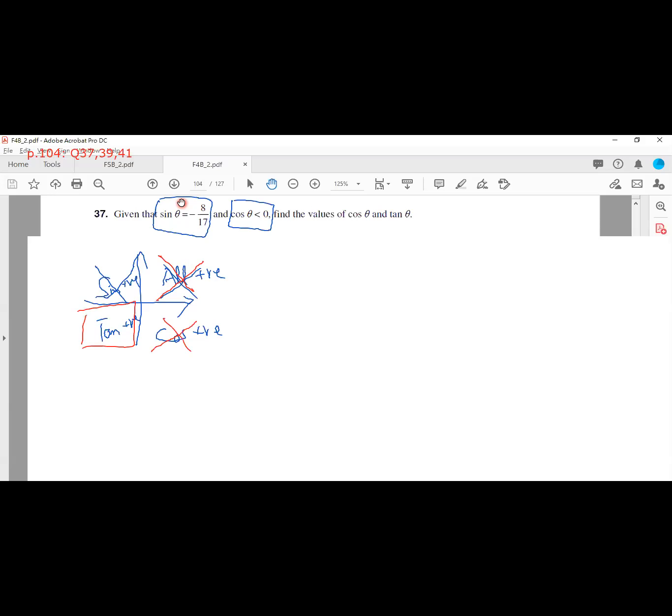So it is in quadrant 3. So theta is in quad 3. It's okay? Quad 3 means tangent positive. Tangent theta is a positive number, and then sine theta is a negative number. Cosine theta is a negative number. But what number? Then we are going to do this.